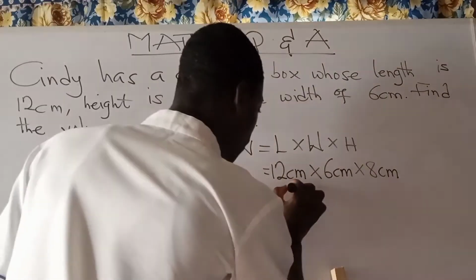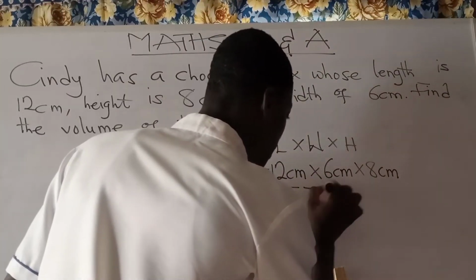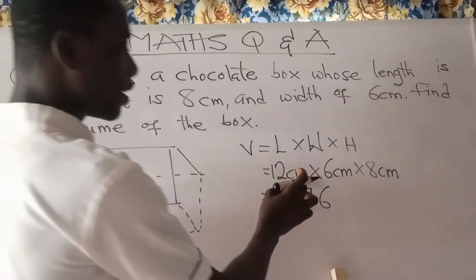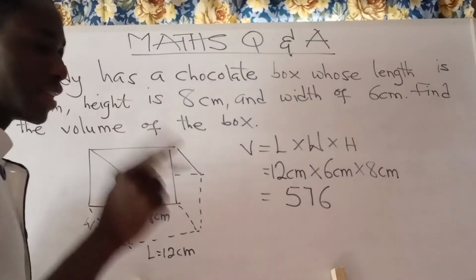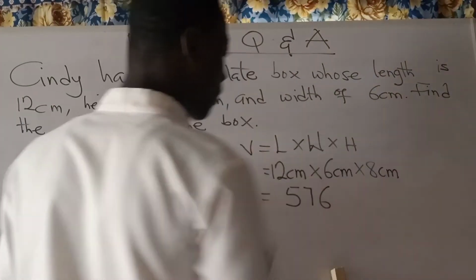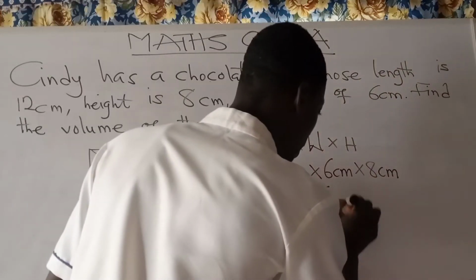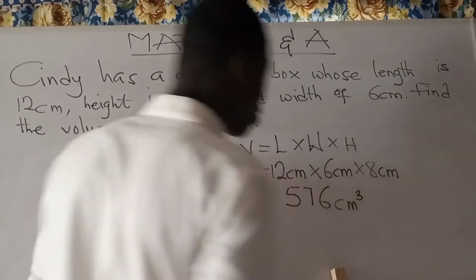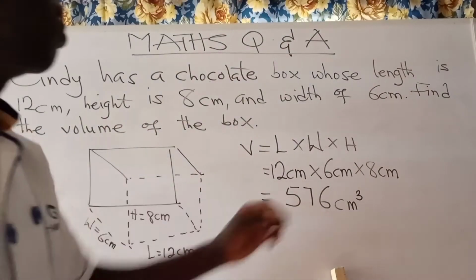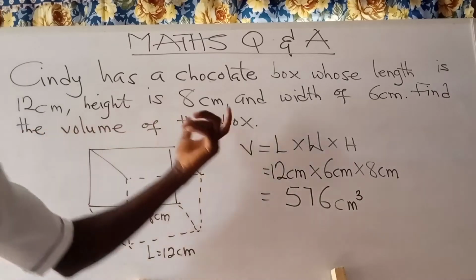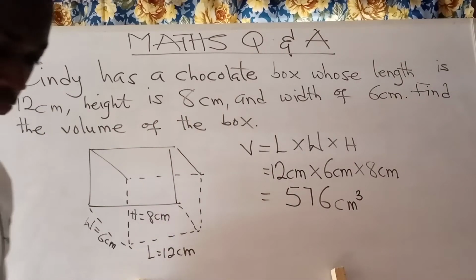So 12 multiplying 6, and then that multiplied by 8 will give you what? That one gives 576. So centimeters times centimeters gives you centimeters square, and then multiply by another centimeters gives you centimeters cube. So we have centimeters cube. So this becomes the volume of the box that was given to you.